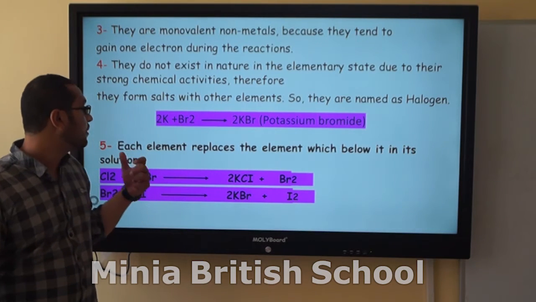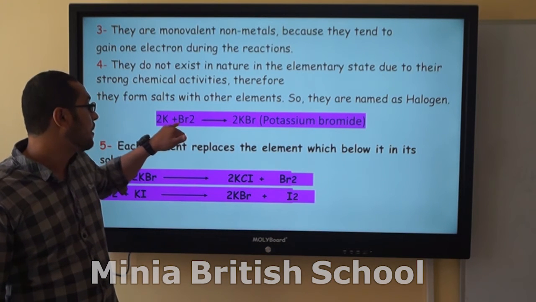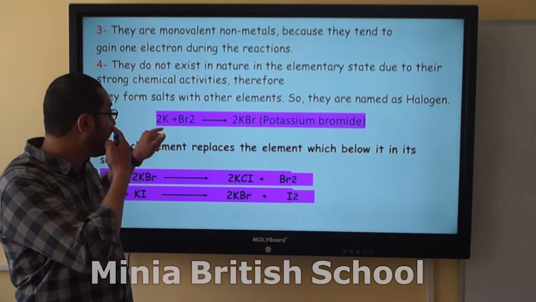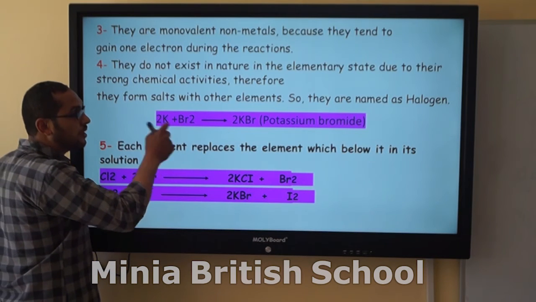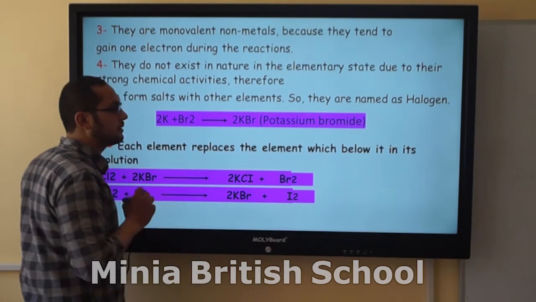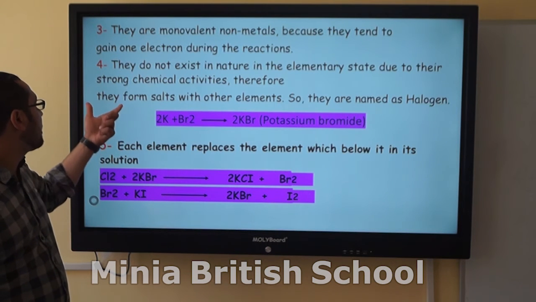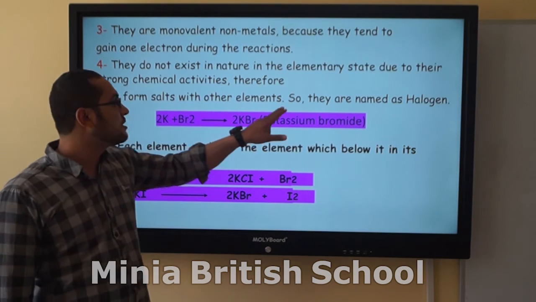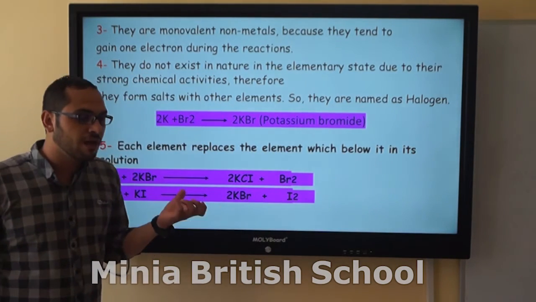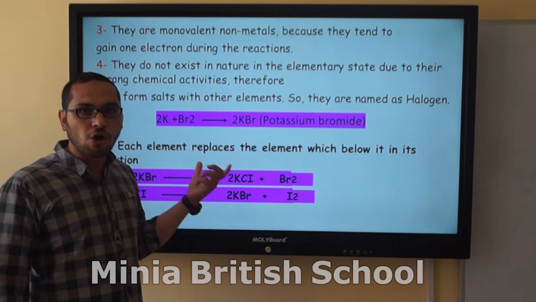Look at here. Potassium here is a metal. Bromine here is a nonmetal and is considered a halogen. So the potassium reacts with bromine forming potassium bromide, and this is a form of salt. They form salts with other elements, so they are named halogens. If I ask you why the halogens are named this way, it is because they react with metals forming salts.